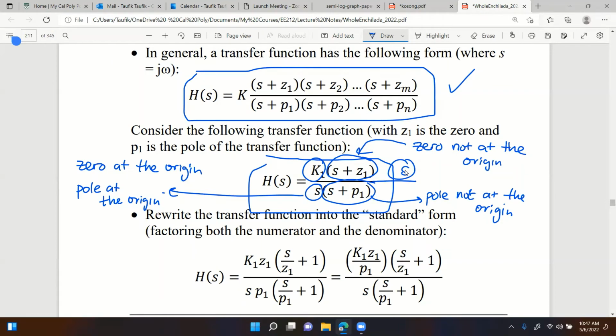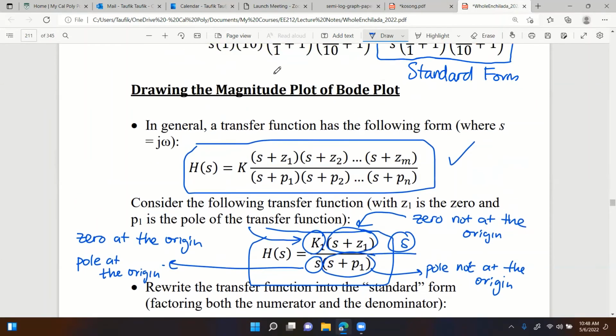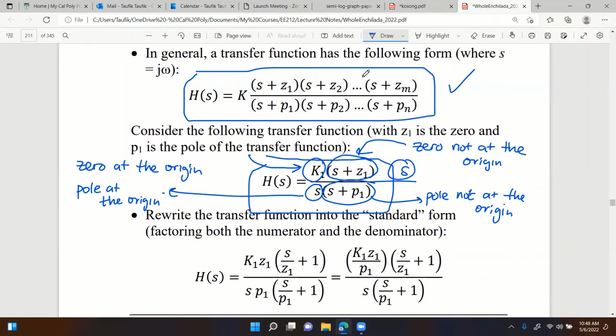In the following section, I'm going to go through explaining how to sketch each one of these terms. How do you sketch a constant term? K is a constant term. How do you sketch a constant term on Bode plots, on a gain plot? This section is on magnitude, by the way. We'll continue on the phase angle on Monday. I don't think I can finish the magnitude today, so we also continue the magnitude plot on Monday.